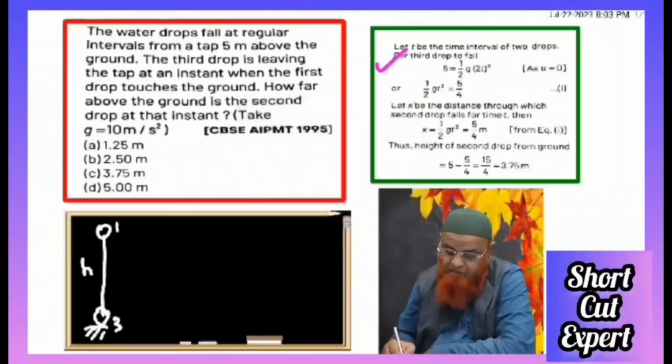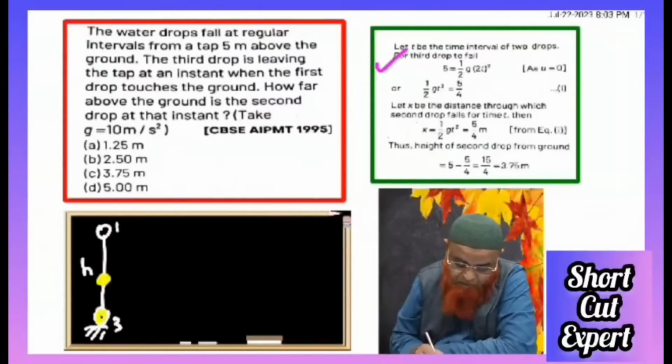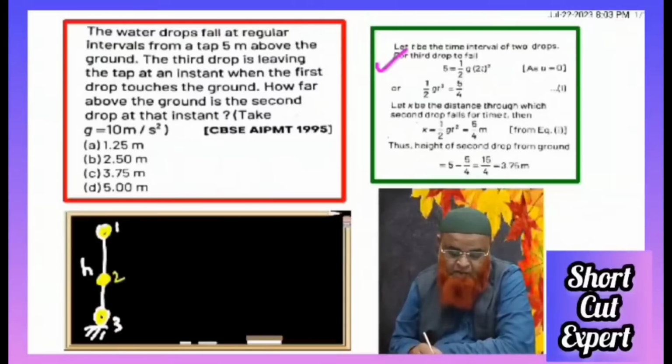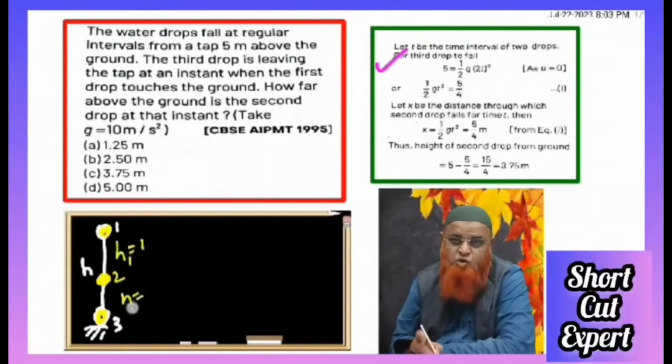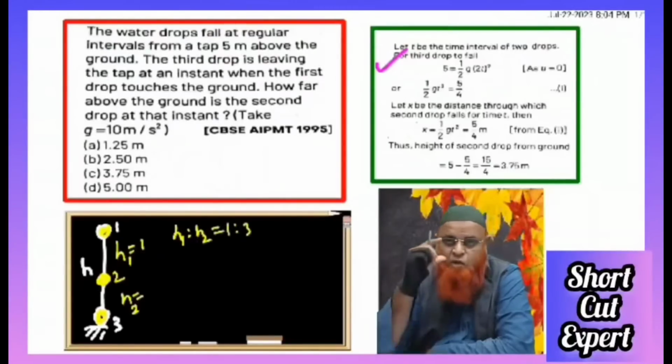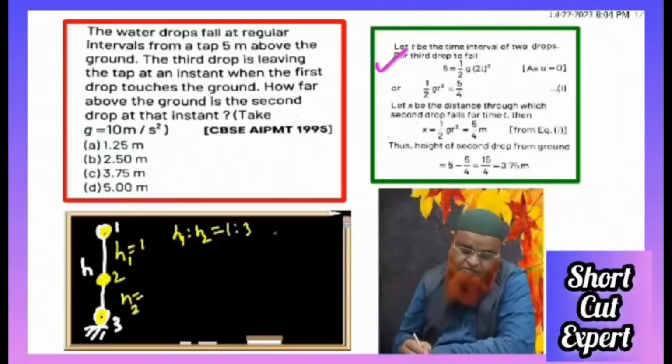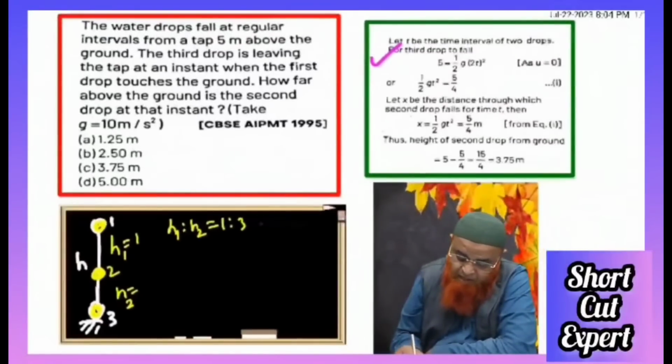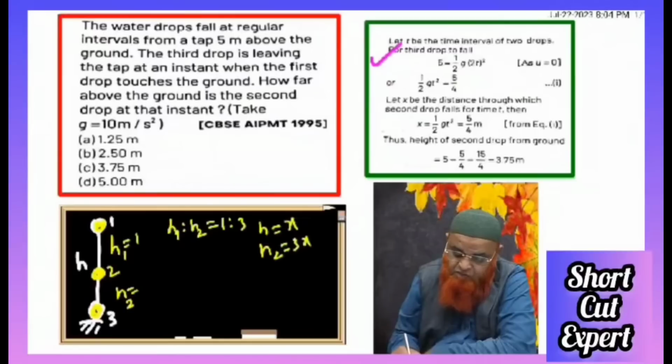Now you can see here, in between, one more drop is there. This is the first drop, the second drop, and this is the third drop. Now you all know that according to Galileo, the heights traveled in equal intervals of time are in the ratio 1:3:5. So h1 is to h2 is equal to 1:3 here. So let us consider h1 is equal to x and h2 is equal to 3x.